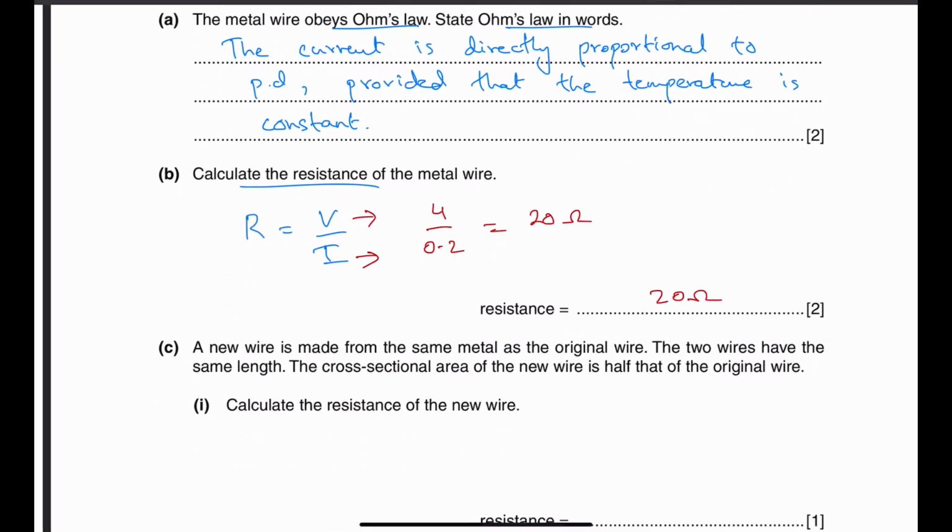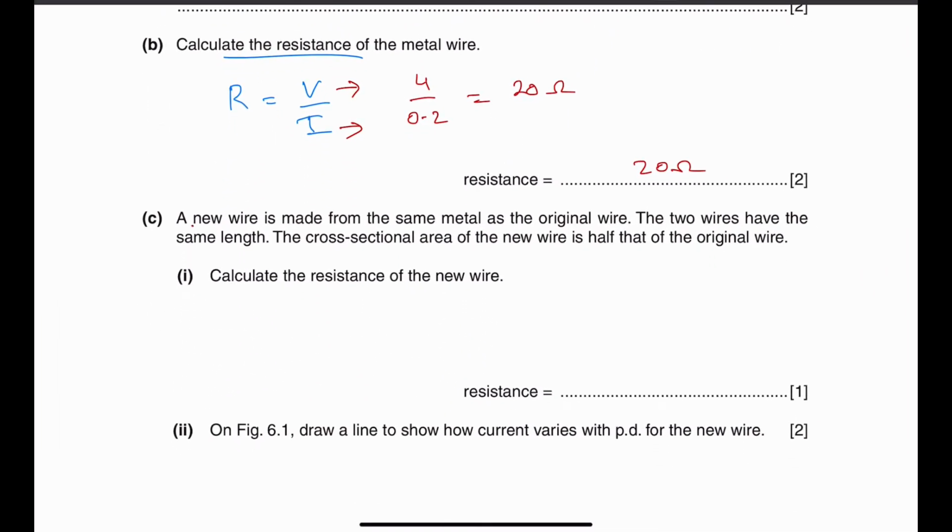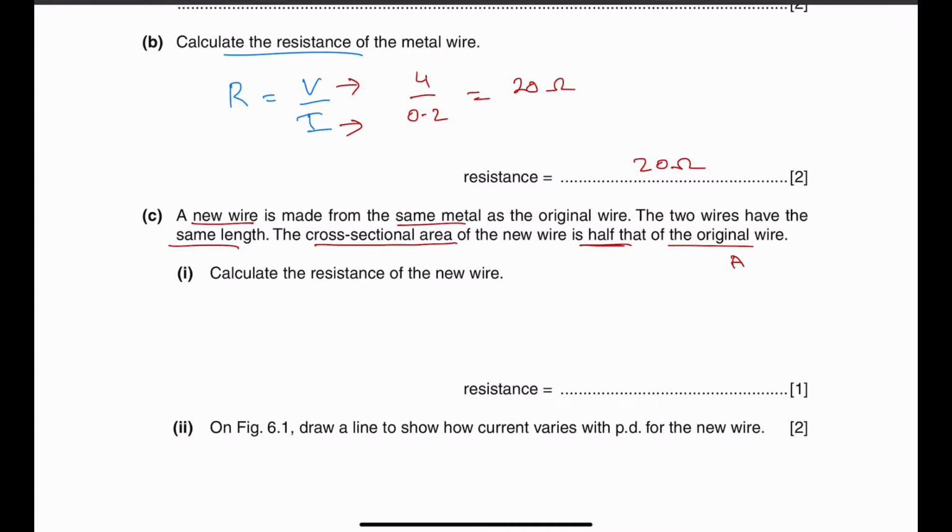Right. Now we have a new wire, a different wire which is made out of the same metal, so resistivity is the same, and they have the same length. So far there is nothing different between the two wires. They are the same material and they have the same length, but the area is half that of the original wire. So if the area of the original wire was A, the area of our new wire is actually A upon 2. It is half of the original area. So they are asking for the resistance of the new wire.